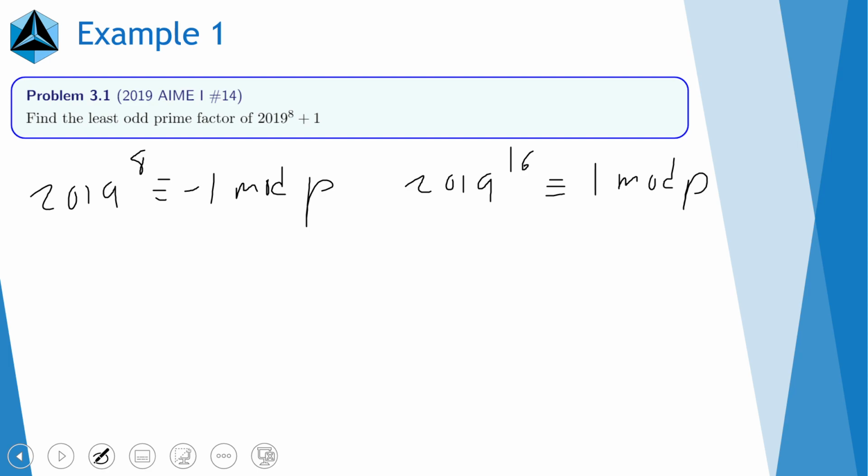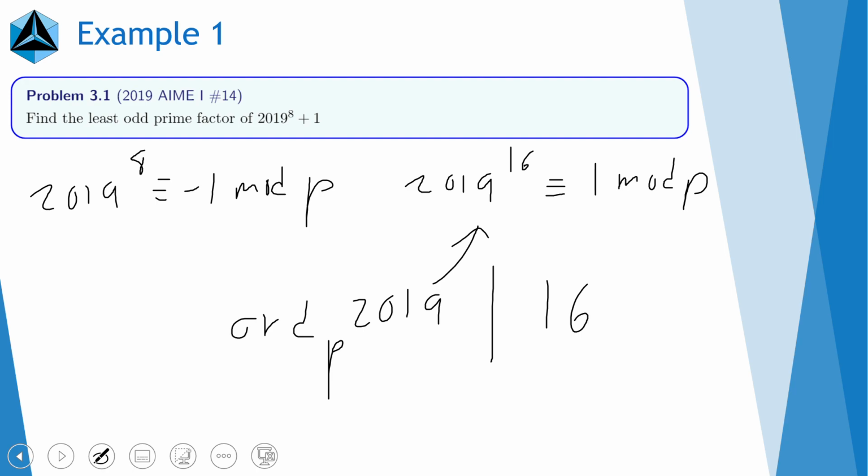So this statement right here gives us that the order of 2019 mod p divides 16. Because if it weren't, then it's not possible for this statement to be true, because it has to be some power of the order.